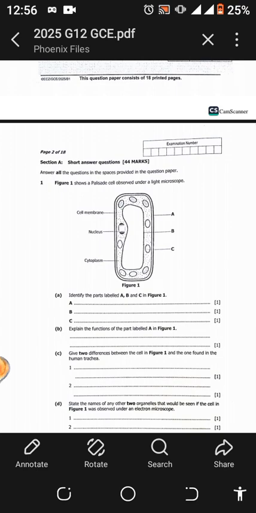So question 1. Figure 1 shows a palisade cell observed under a light microscope. Question 1a. Identify the parts labeled A, B, and C in figure 1.